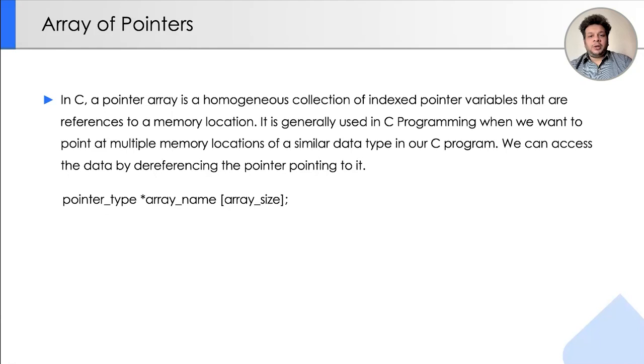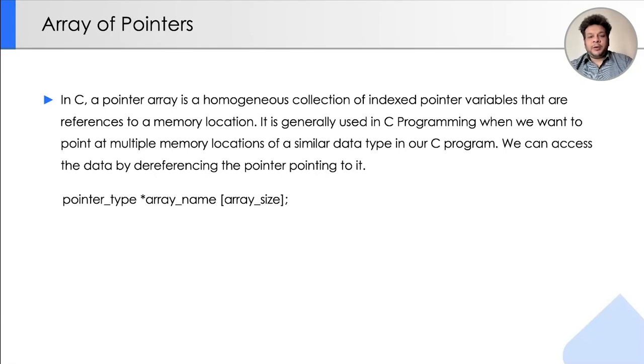So we know a pointer is a variable that holds a memory address, and usually for pointers we make it locate a specific address or a specific variable. Now, if you want to point at multiple memory locations of similar data types, for those scenarios we cannot go without using pointers. That is why we require the concept of array of pointers.